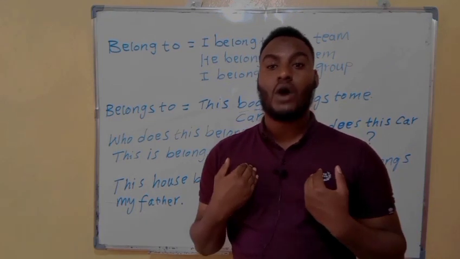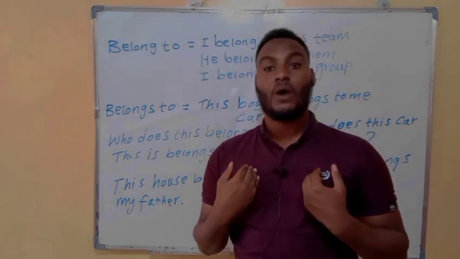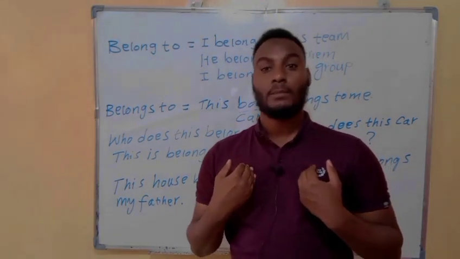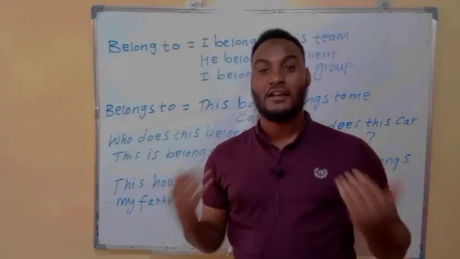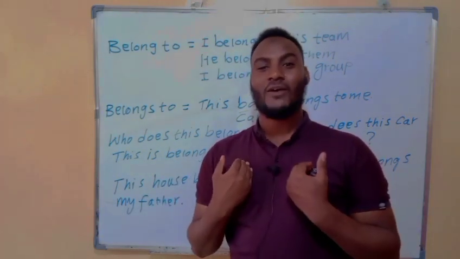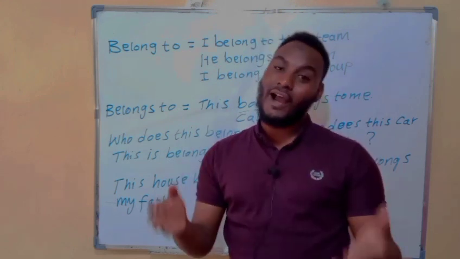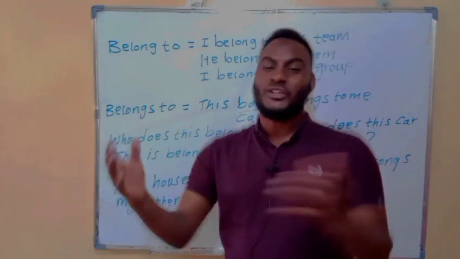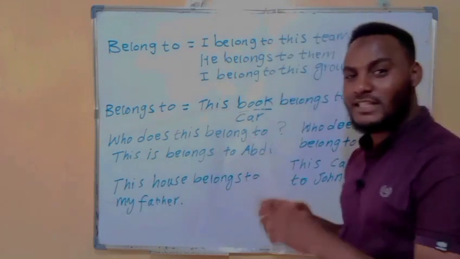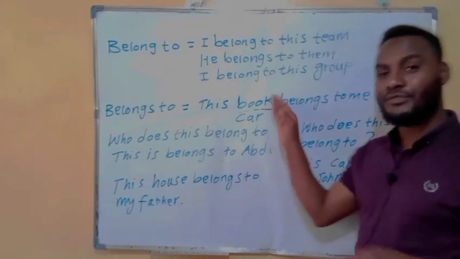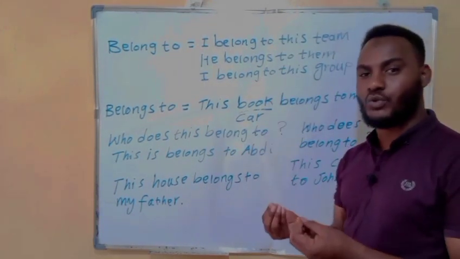This house belongs to my father. This house belongs to my mother. This house belongs to my friend. This house belongs to my wife. This house belongs to my children. This house belongs to my brother. You can say that, all right? So you can say it like this and change the sentence, meaning the person owns it.